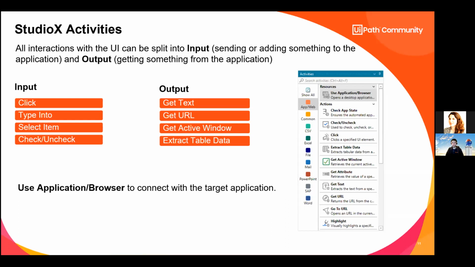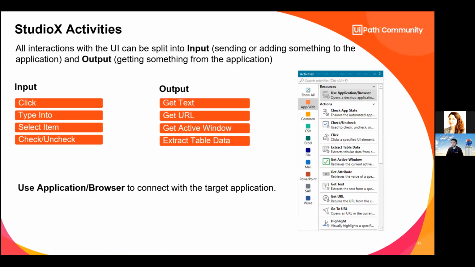Here we have click, type into, select items, and check or uncheck activities. We're going to go over each one of them. The second category is the output category, which is just getting something from the applications: get text, get URLs, get the active window, or extract table data. Then we have one extra activity that is neither: the use application browser activity. It's not doing any input or output. We just use it to indicate which application we are going to use.